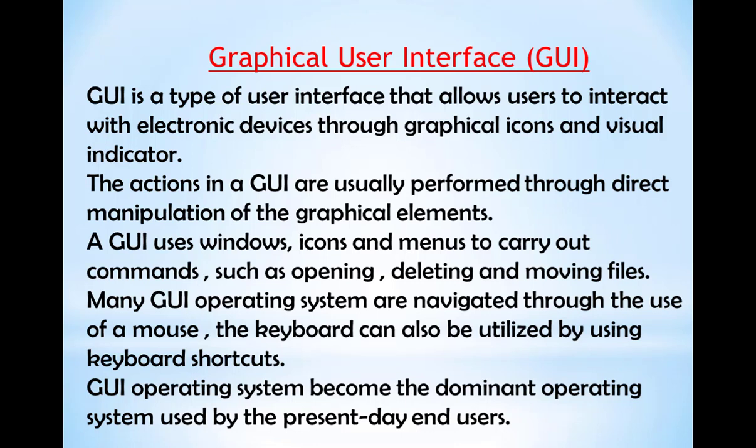GUI operating systems have become the dominant operating systems used by present day users because they are very useful. So at this time it is the most popular and dominating operating system. Examples of GUI operating systems are Microsoft Windows, Apple System 7, Mac OS, Chrome OS, etc. These are some examples of operating systems.